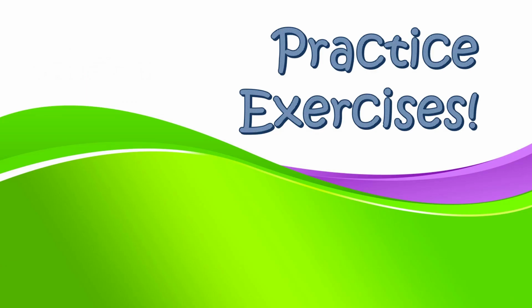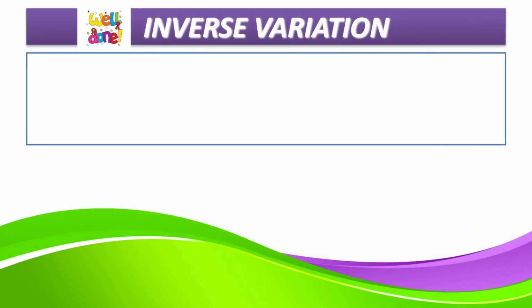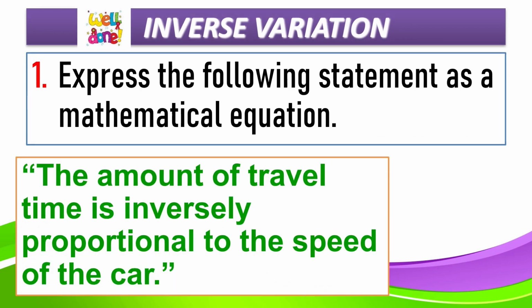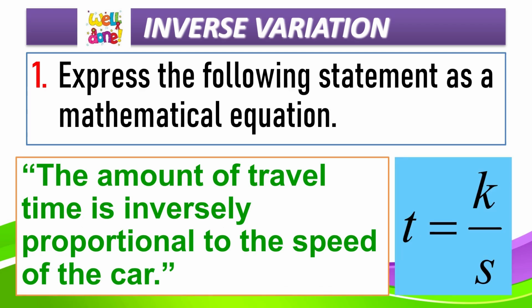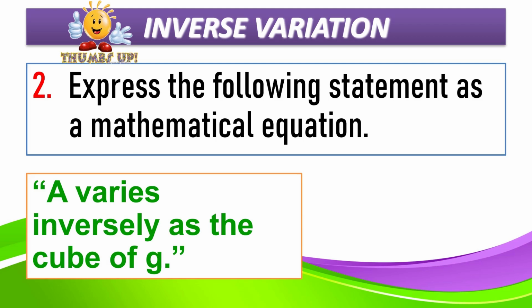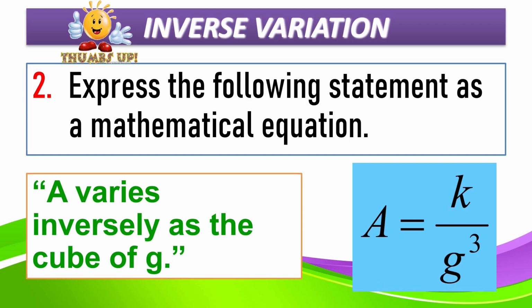Let's have additional examples. Express the following statement as a mathematical equation. The amount of travel time is inversely proportional to the speed of the car. The answer is T equals K over S. Next, express the following statement as a mathematical equation. A varies inversely as the cube of g. Now, the answer is A equals K over G cubed.